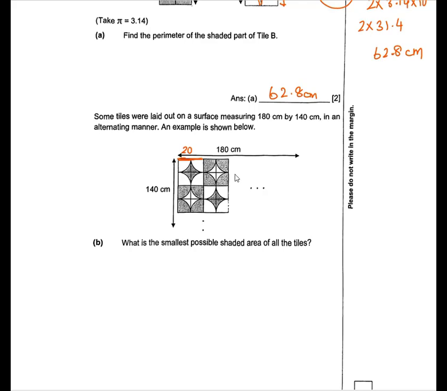First, we need to figure out how many such squares can be there. So in 180, you divide 180 by 20. First thing, you always remember the ending zeros that can be cancelled. So 2 times 9 will give you 18. So 180 divided by 20 is equal to 9. So you have 9 squares like these here. Similarly, how many squares can be here? Again, 140 divided by 20, which is the same as 14 divided by 2. So that will be 7. So you have 7 squares like this here.